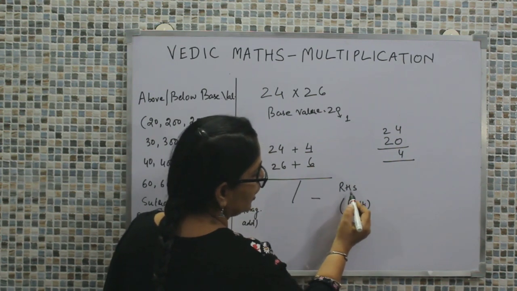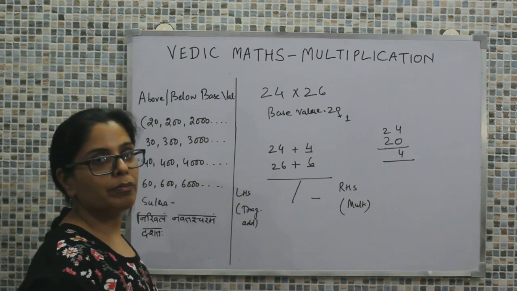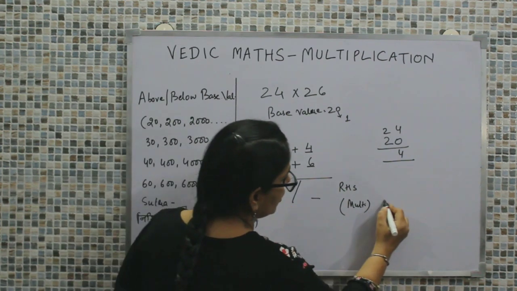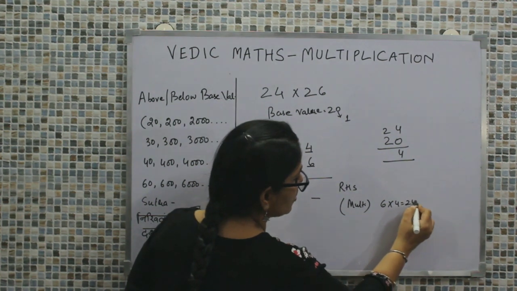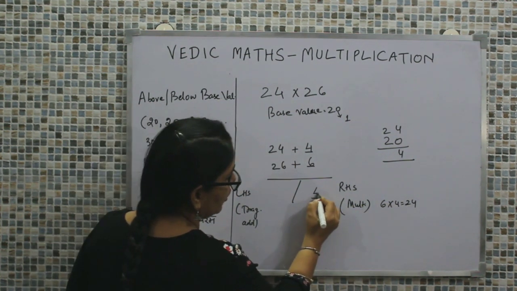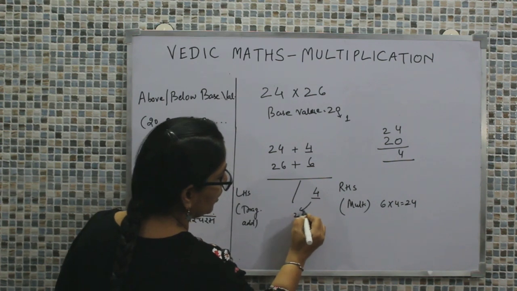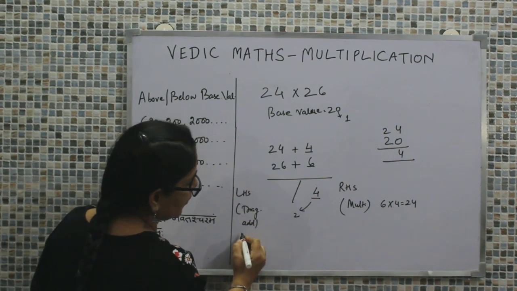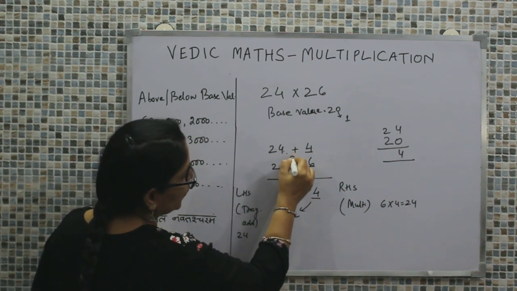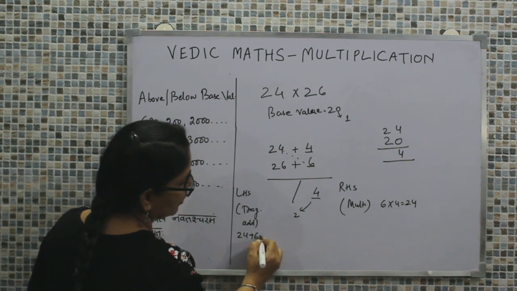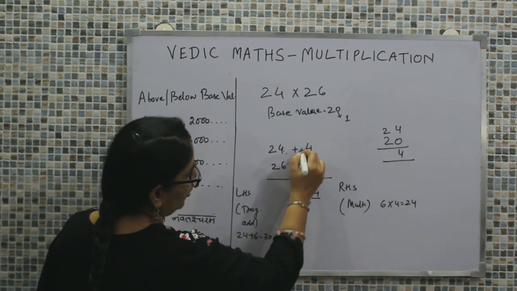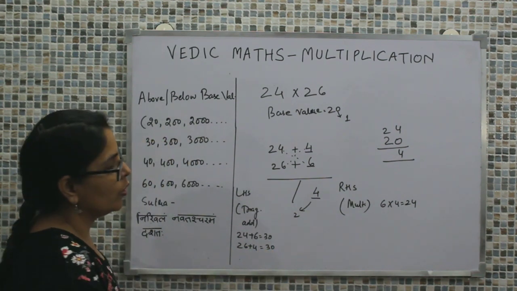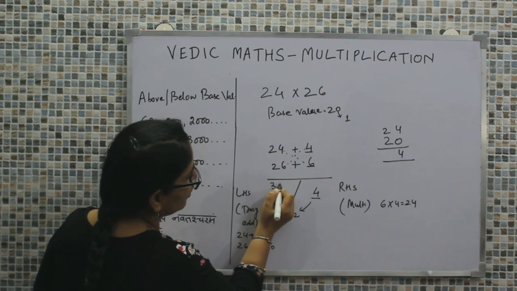Further, we have identified that for RHS we do the multiplication. And the multiplication in the RHS needs to have only a single position. So that will be 6 into 4, that is 24. So we need to write 4 over here and 2 would be carried to the LHS side. Now solving the LHS side, either we can have 24 plus 6, that is 30, or 26 plus 4, that is 30. So what we get? We get 30 over here.